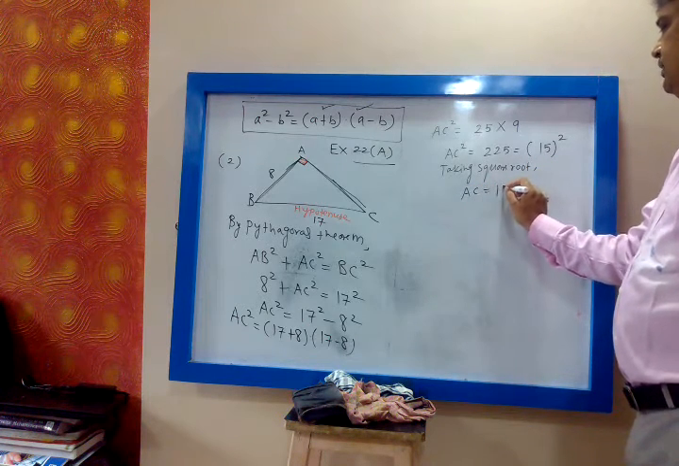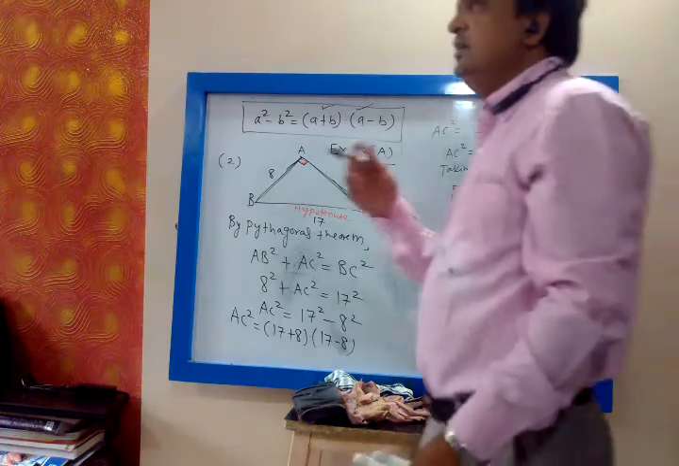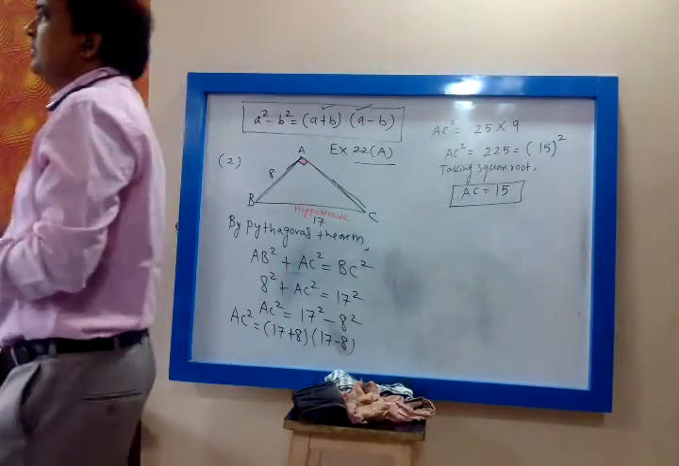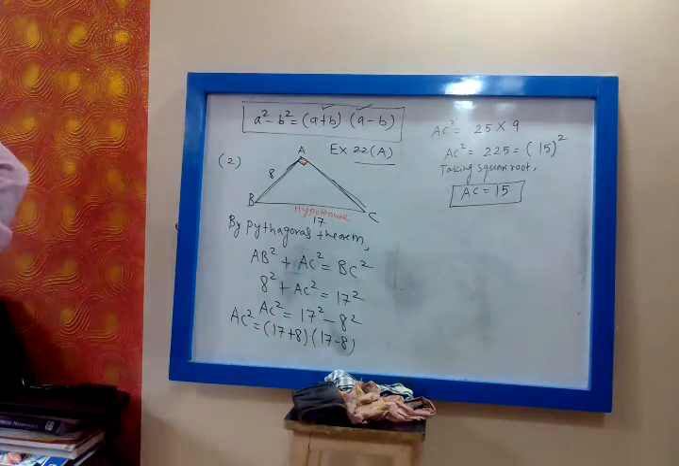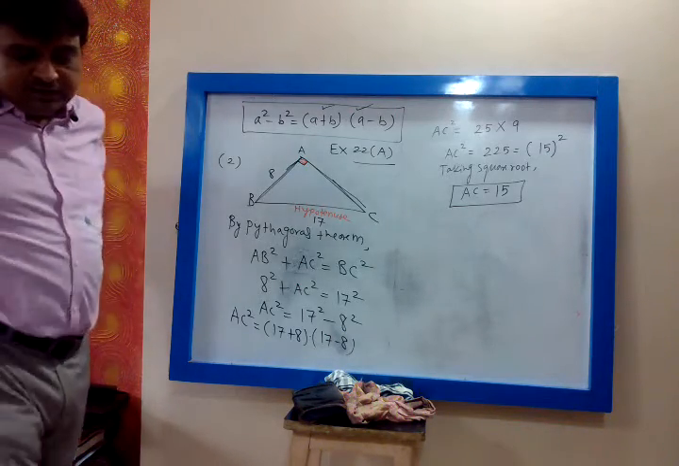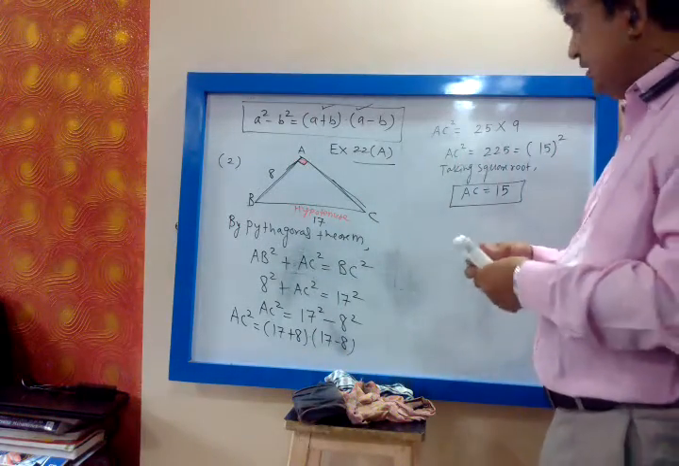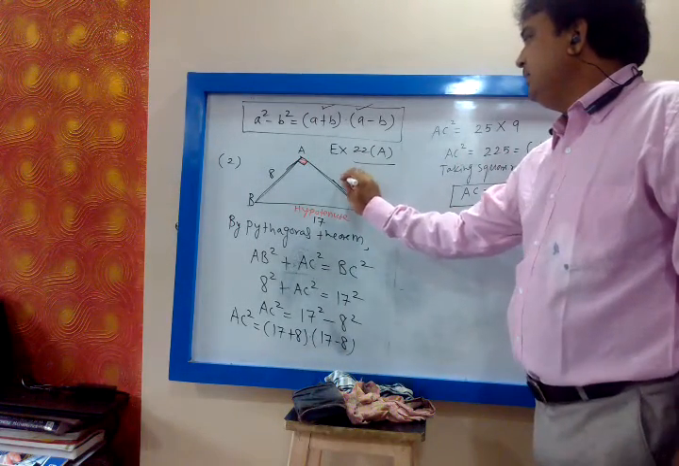We take plus 15. Why we take plus 15? Because the length is never negative. Yes, the length is always positive. So we take AC as plus 15. Now it is asked find cos B. Chalo, let us find. So this is my 15.